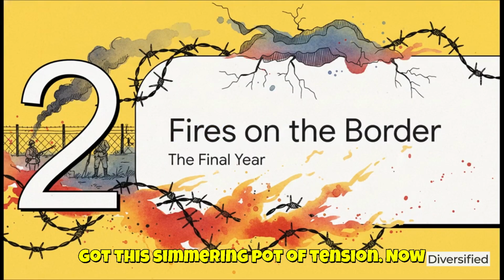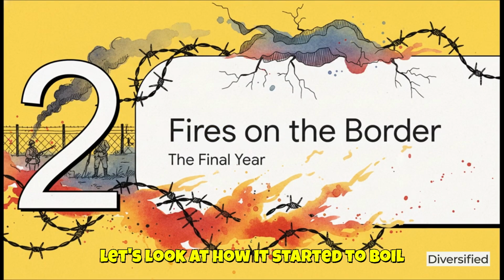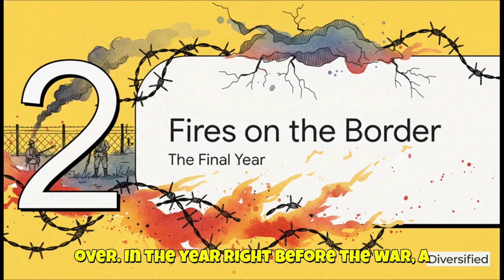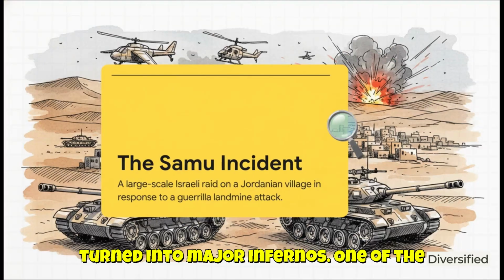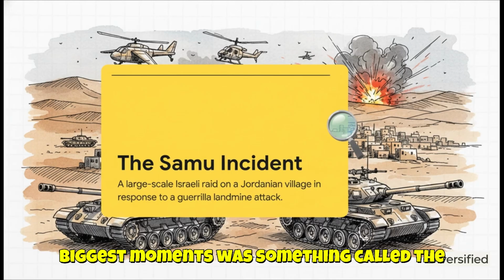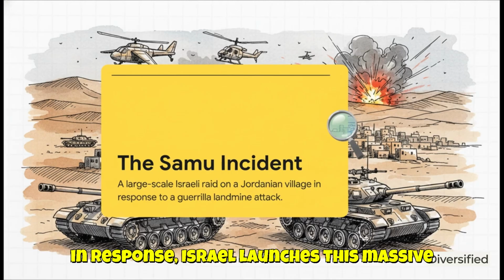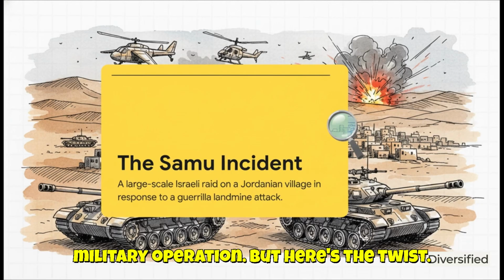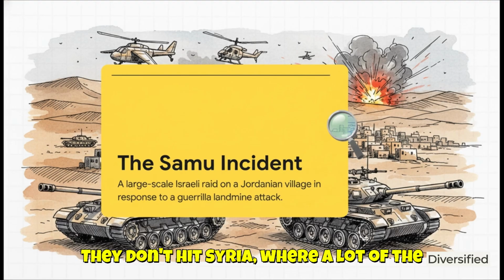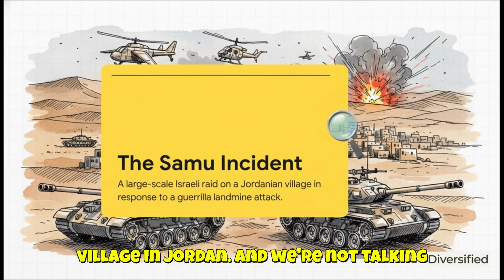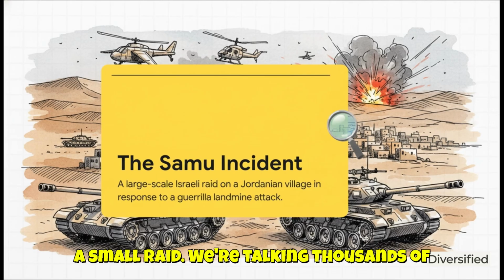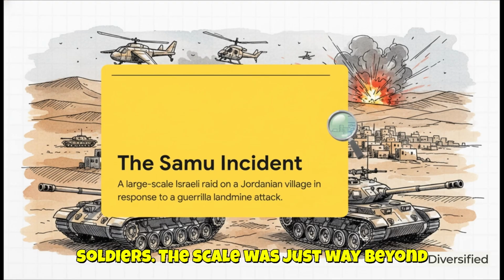Okay, so you've got this simmering pot of tension. Now let's look at how it started to boil over. In the year right before the war, a few of these small fires on the border turned into major infernos. One of the biggest moments was something called the Samu incident. So a landmine goes off, and in response, Israel launches this massive military operation. But here's the twist. They don't hit Syria, where a lot of the attacks were coming from. They hit a village in Jordan. And we're not talking a small raid. We're talking thousands of soldiers. The scale was just way beyond anything anyone expected.